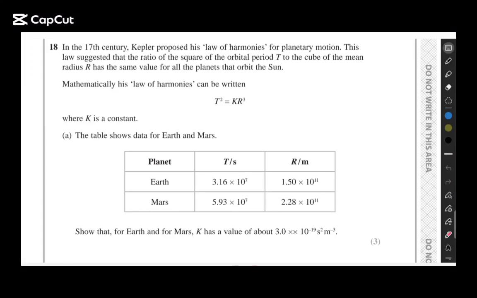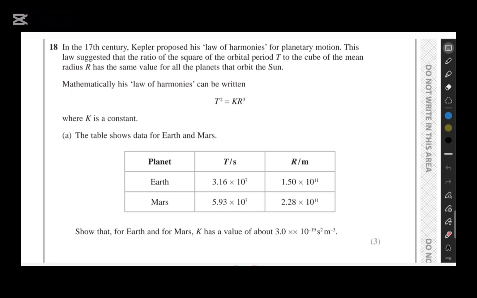So we have a question here. In the 17th century, Kepler proposed his law of harmonics for planetary motion. This law suggested that the ratio of the square of the orbital period T to the cube of the mean radius r has the same value for all the planets that orbit the sun. Mathematically, his law of harmonics can be written like that.